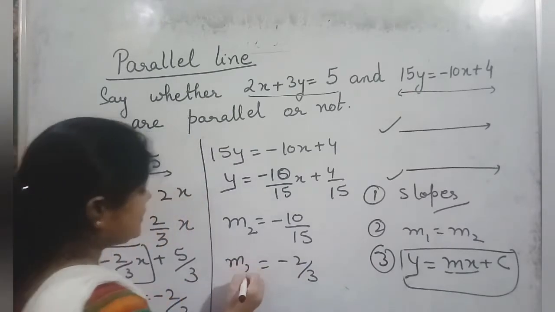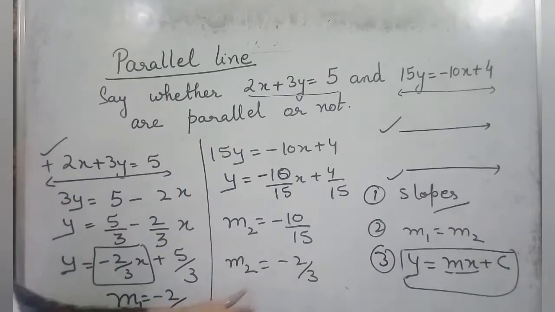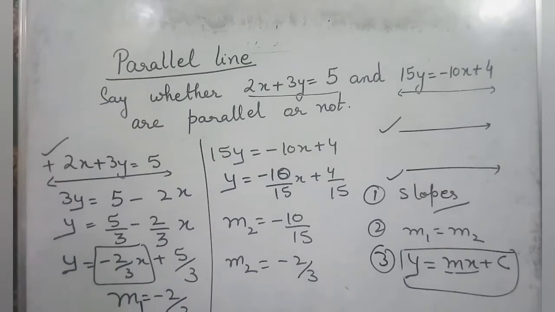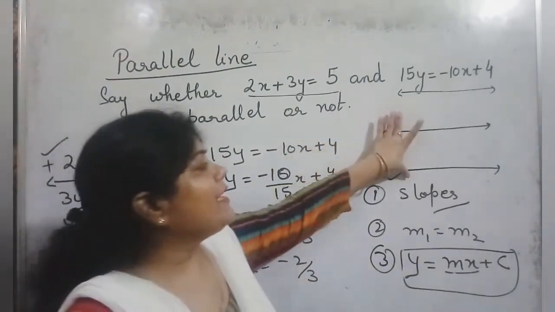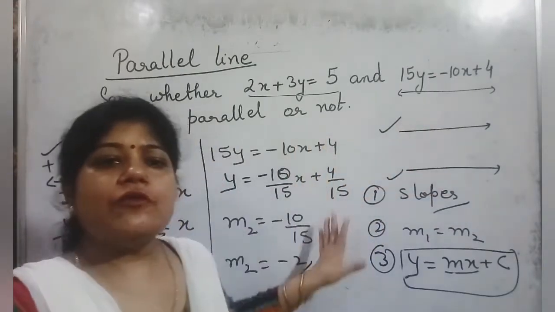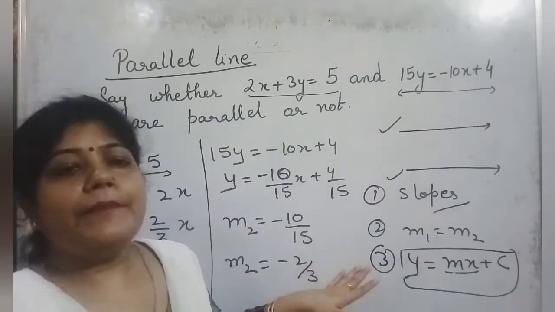Now it is clear to us that the slopes m1 and m2 both have the same value, minus 2 by 3 and minus 2 by 3. So these two lines are parallel. When the slopes are equal, then the lines are parallel.